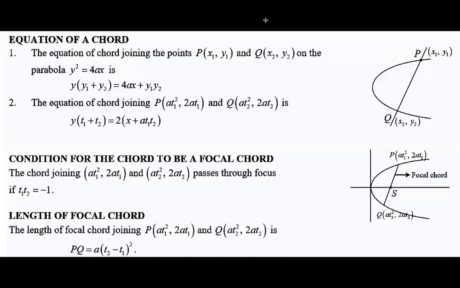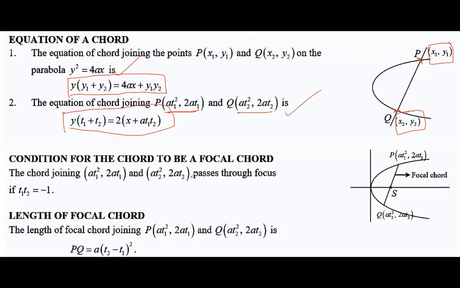Equation of chord. Whenever we draw a chord, it will pass through two points. Like this is the point P and this is the point Q. The point P is given the coordinates x1, y1, and Q is given as x2, y2. So this is the equation. You have to memorize all these things. And sometimes it is in parametric form, where the points are at1 squared, 2at1 and at2 squared, 2at2. I think in the next session, I will prove all these things. That will give you more clarity.